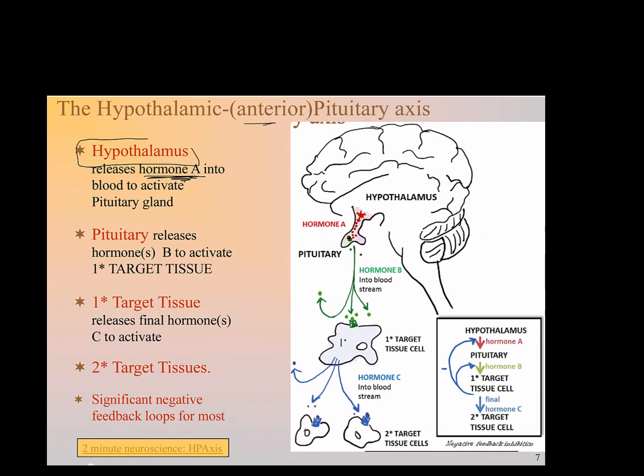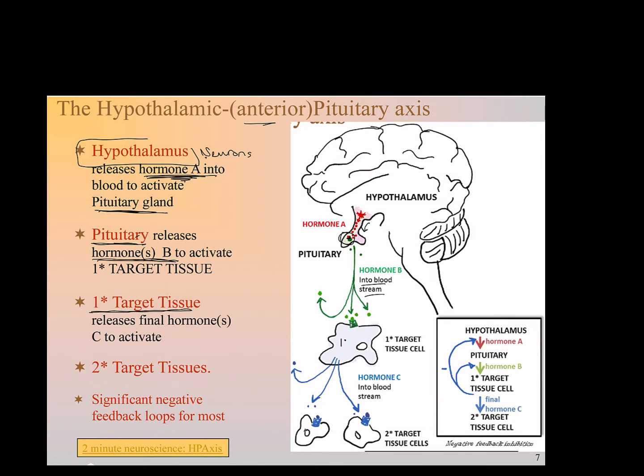So when we're talking about these, we have the hypothalamus. There are actual neurons there. Those are releasing hormone A from the neuron into the blood, and that hormone doesn't have to go very far. It just goes to the anterior pituitary. And in the anterior pituitary, those are going to make and release hormone B. So hypothalamus released hormone A to the pituitary. The pituitary releases hormone B, and that goes into the full circulatory system. And that's going to be sent then through the circulatory system to the first target tissue.